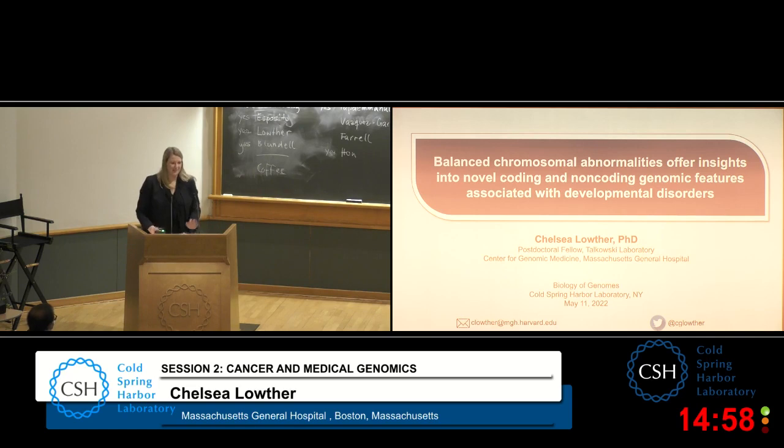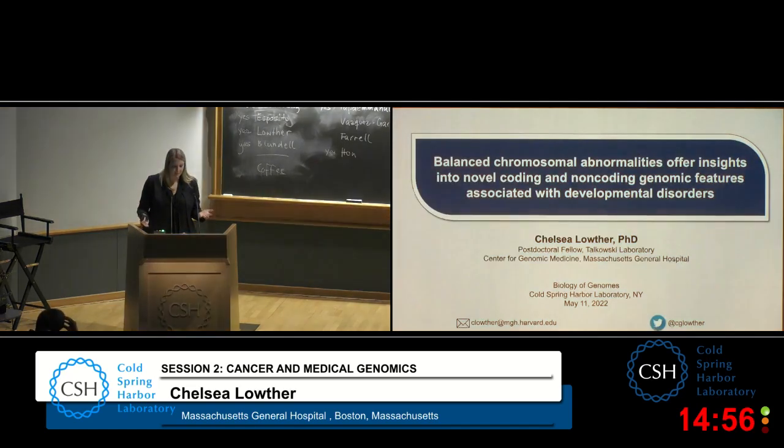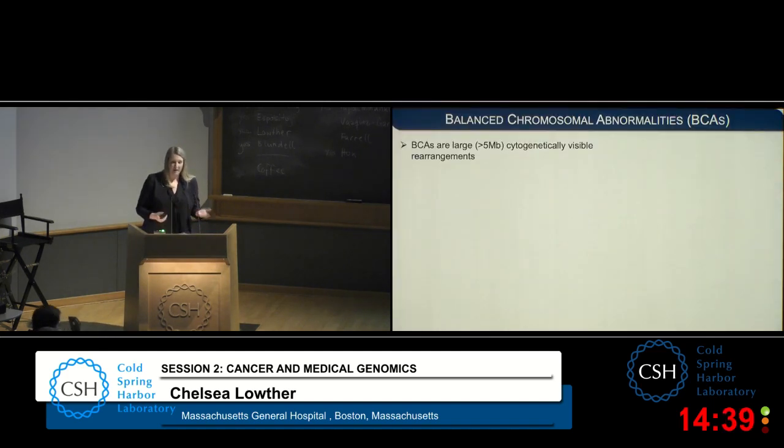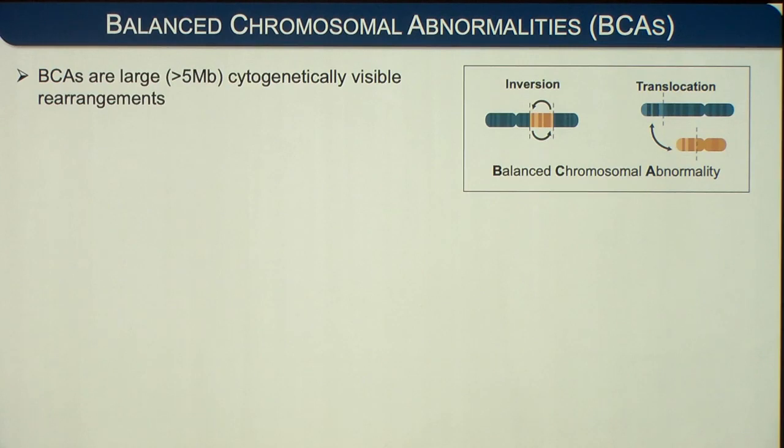Good morning, everybody. I'm really excited to be here at my first Biology of Genomes to present our latest work on how sequencing balanced chromosomal abnormalities can provide insights into the etiology of developmental disorders. So we're going to be switching gears away from somatic mutations to focus on germline mutations. So balanced chromosomal abnormalities, or BCAs, are large cytogenetically visible rearrangements that include inversions, translocations, and insertions.